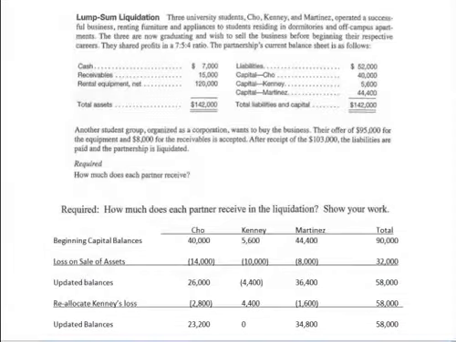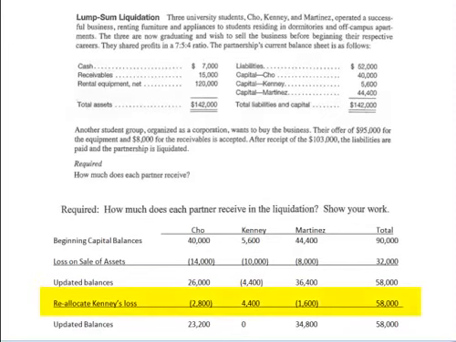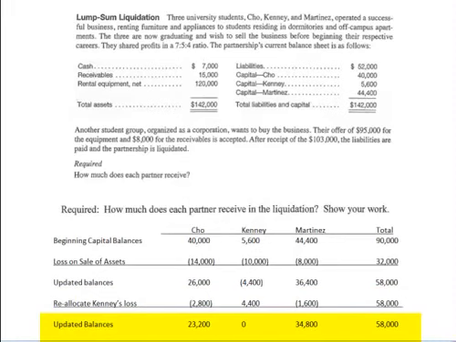If Kenny does send the $4,400 in at some point, we would reallocate it back. Cho would get $2,800 of it. Martinez would get $1,600 more cash. But until that happens, all they get is the capital accounts across the bottom.